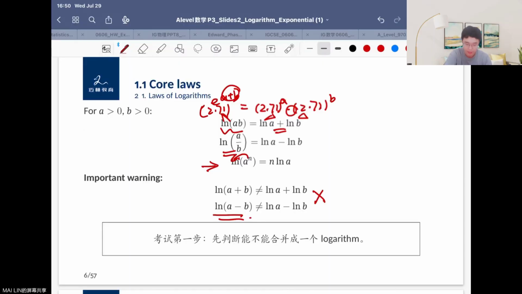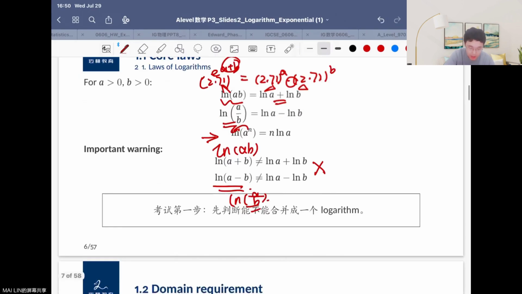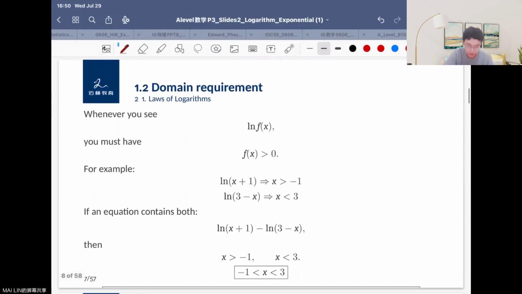So they're different. Only we have this one is ln(A times B), and here is ln(A over B), okay? That is it. Okay, sure. So let's move into the domain requirement.